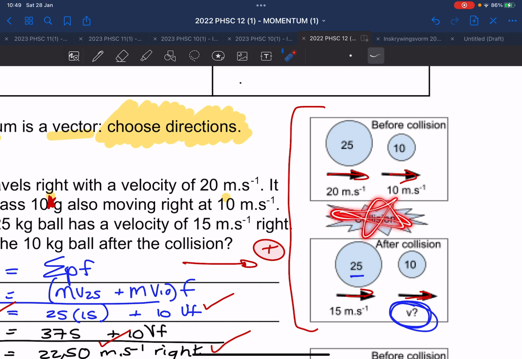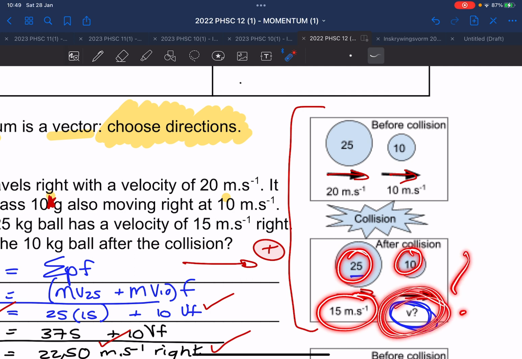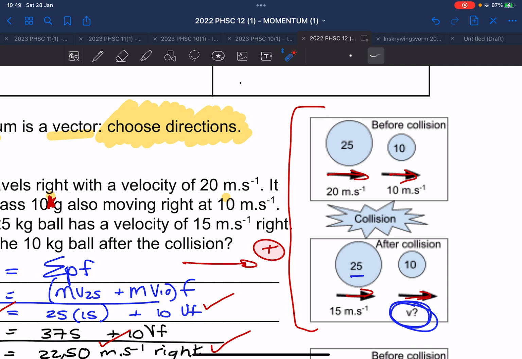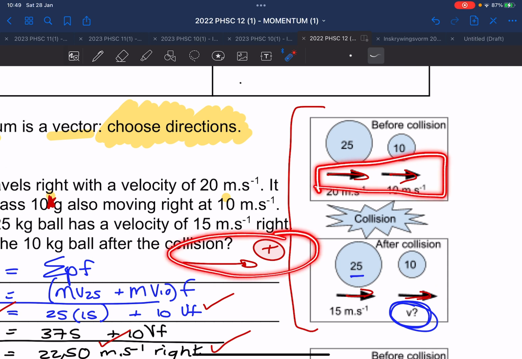So we have a collision, and then in your head goes bing, bing, bing, conservation of linear momentum. We have a collision, and then after the collision, the 25 moves at 15 and the 10, we don't know what's the velocity. So we are going to calculate that. You can see they are moving to the right. So what am I going to do? I'm going to choose right to be positive.